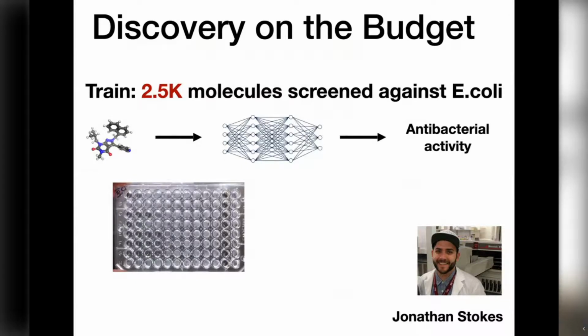And to bring it back to the computer science side, it was actually a very simple, in some ways, computer science experiment. So Jonathan Stokes, who was a postdoc at MIT and now he's a professor at McMaster University, screened 2,500 molecules against E. coli. So you can see the result of this screen below, which indicates for different molecules how active they were against E. coli. And then you can train a model given this data where on one hand you have a molecule, and on the other hand you have this measurement of antibacterial activity.